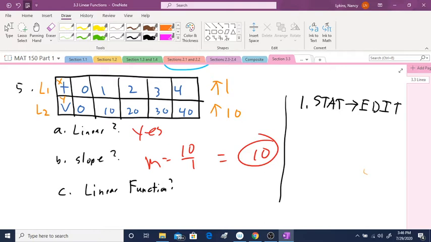Now when you hit edit, you'll see a bunch of places to put L1 and L2. So for my L1, if you've got numbers on here, just type over them. Do 0, enter, 1, enter, 2, enter, 3, enter, 4, enter. Hit your arrow to the right, go all the way up, and then go 0, 10, 20, 30, 40.